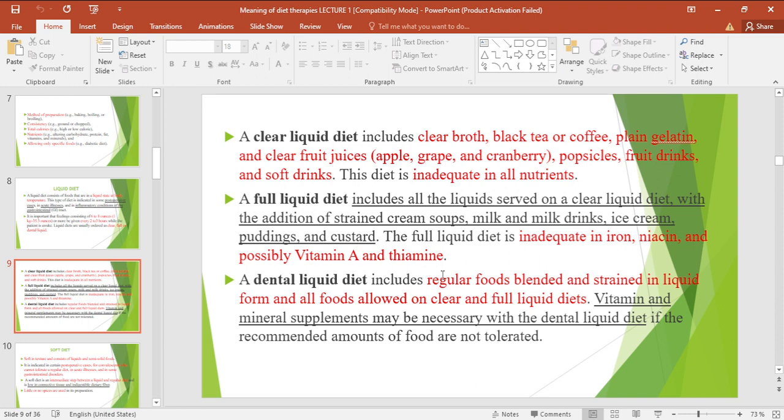So the full liquid diet is also inadequate in some nutrients, for example, iron, niacin, and also vitamin A and thiamine. And then the dental liquid diet includes regular foods blended and strained in liquid form, and all foods that are allowed on clear and full liquid diets. And here we shall also include vitamin and mineral supplements that may be necessary in case the recommended amounts of the food are not tolerated.